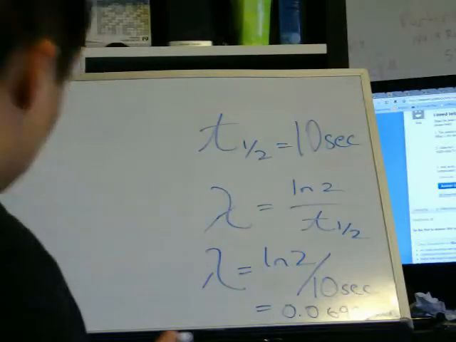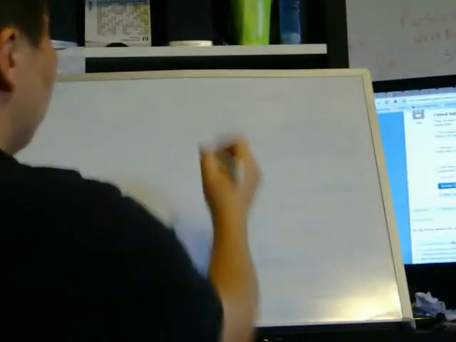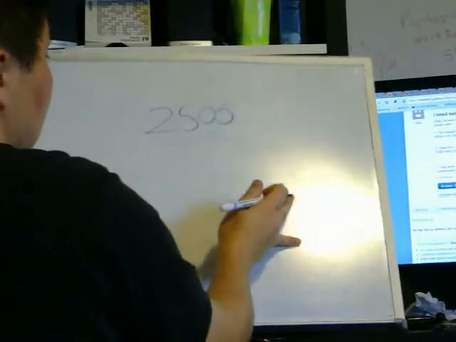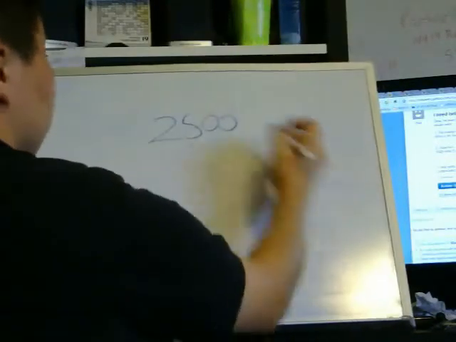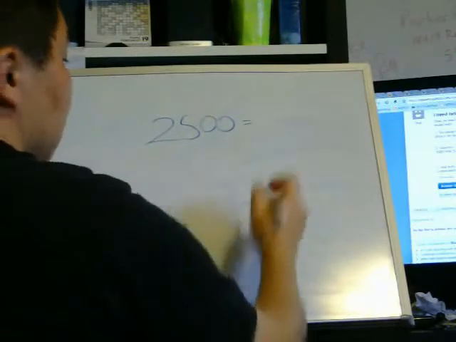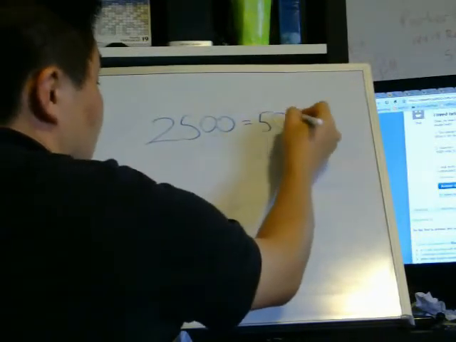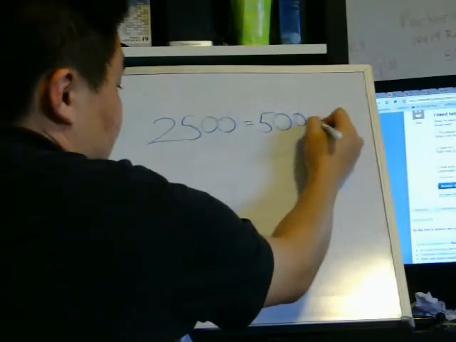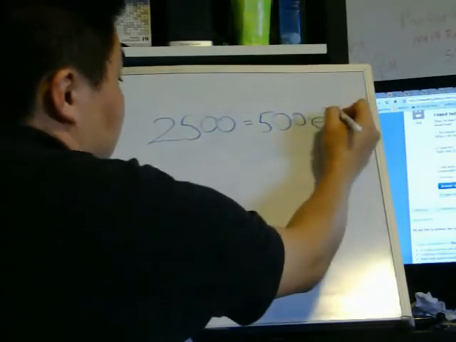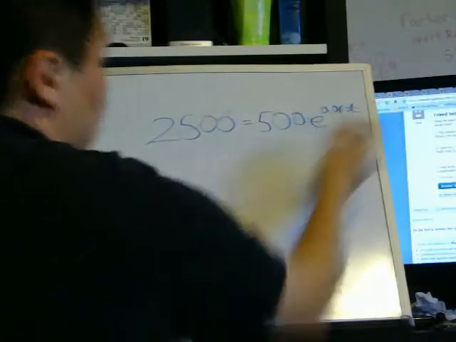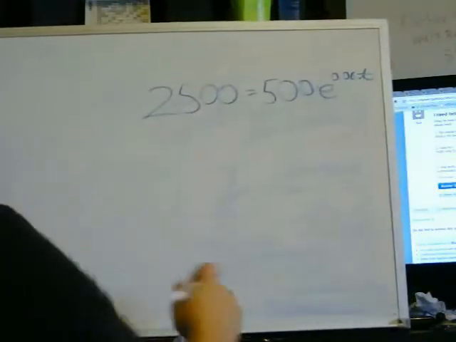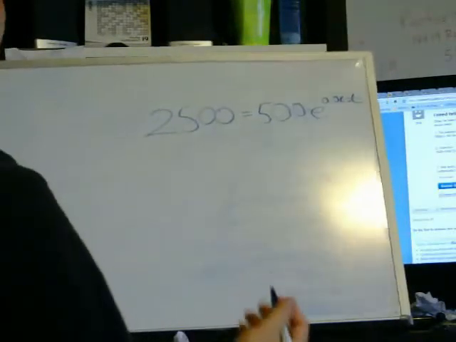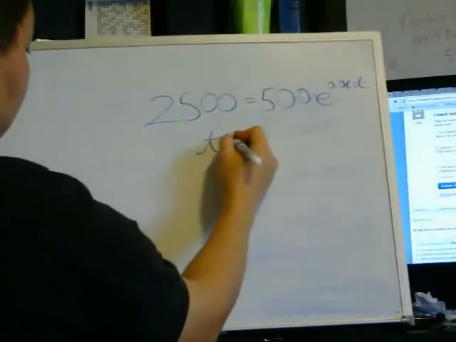Let's move on to the next one. You said 2500 equals 500 times e to the 0.06 t. Sorry if you can't see that, but there it is. So the problem asked, what is t?